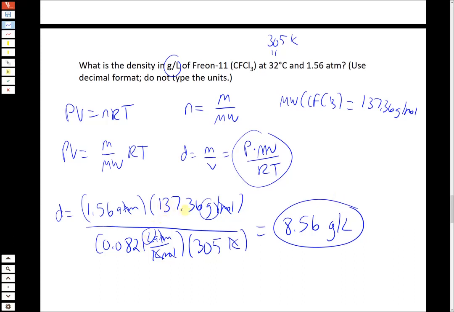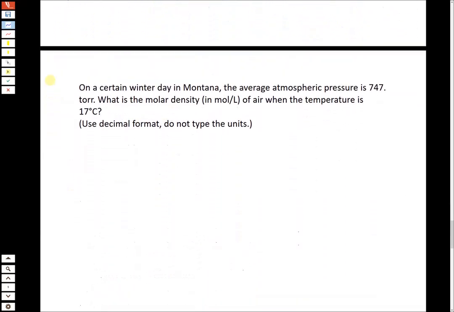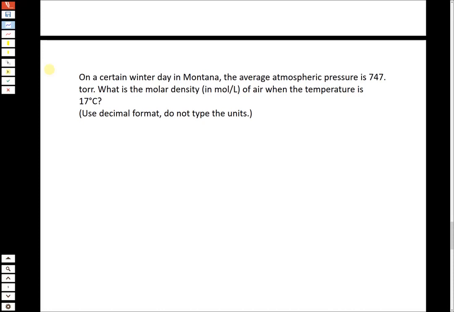It does scale with molecular weight. This is a fairly heavy gas in terms of its molar mass, so the higher the density will be under the same conditions, and that's what we get for that one. Now, this question here deals with a different density unit, which I didn't exactly cover in class, which is called molar density.